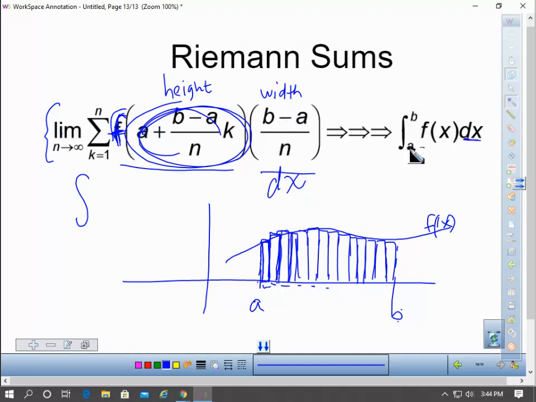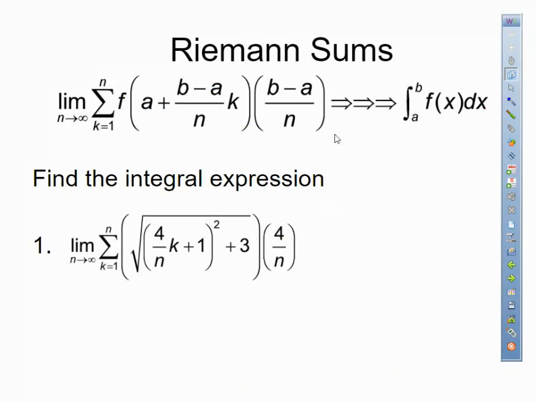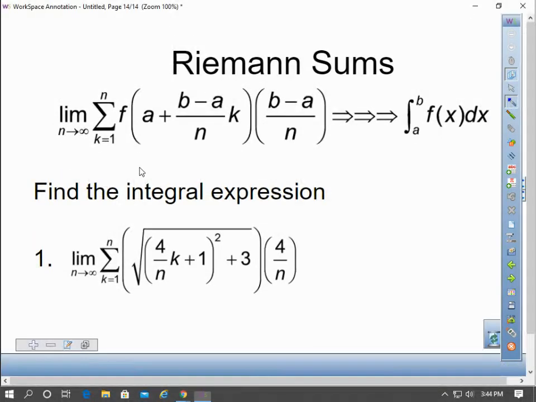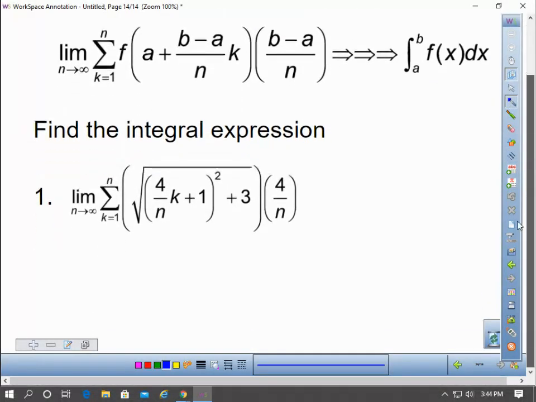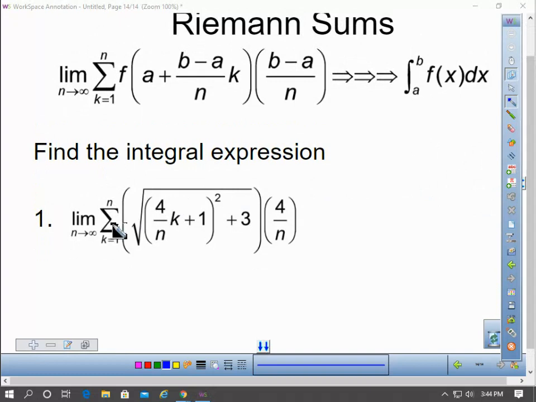So this is the integral from A to B. This is the height times the width of each rectangle. All right. So that's where the integral came from. I hope you remember talking about that. So what I want to do is I've given you a circuit involving Riemann sums, and your idea is you want to go back and forth between the limit expression and the integral expression and be able to convert back and forth.